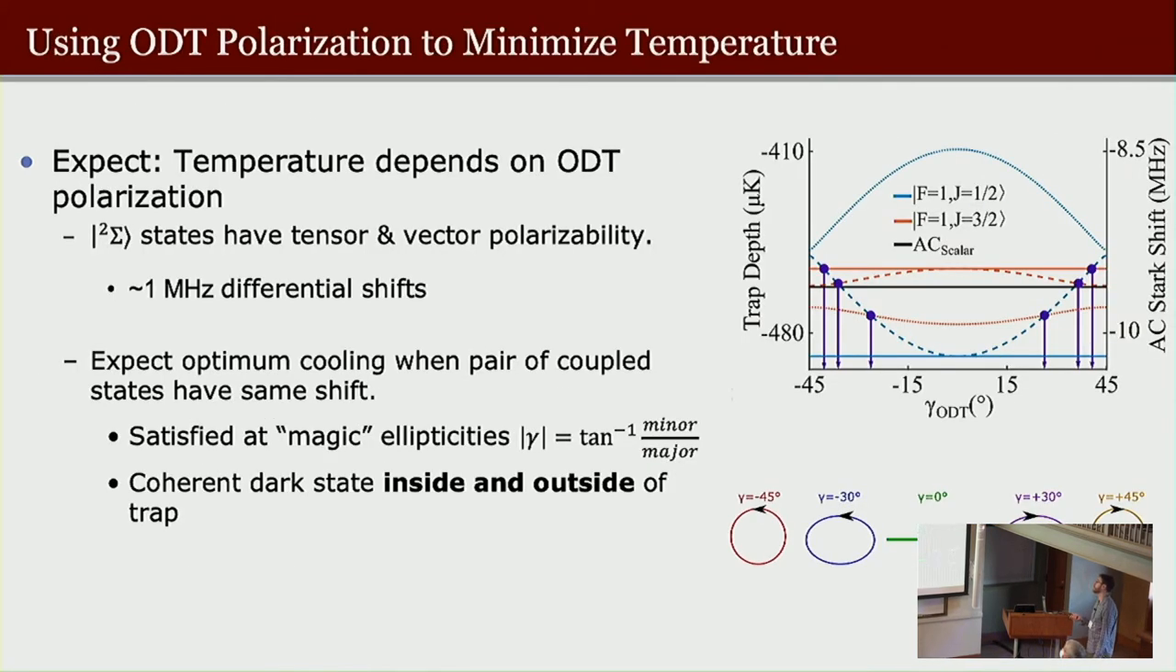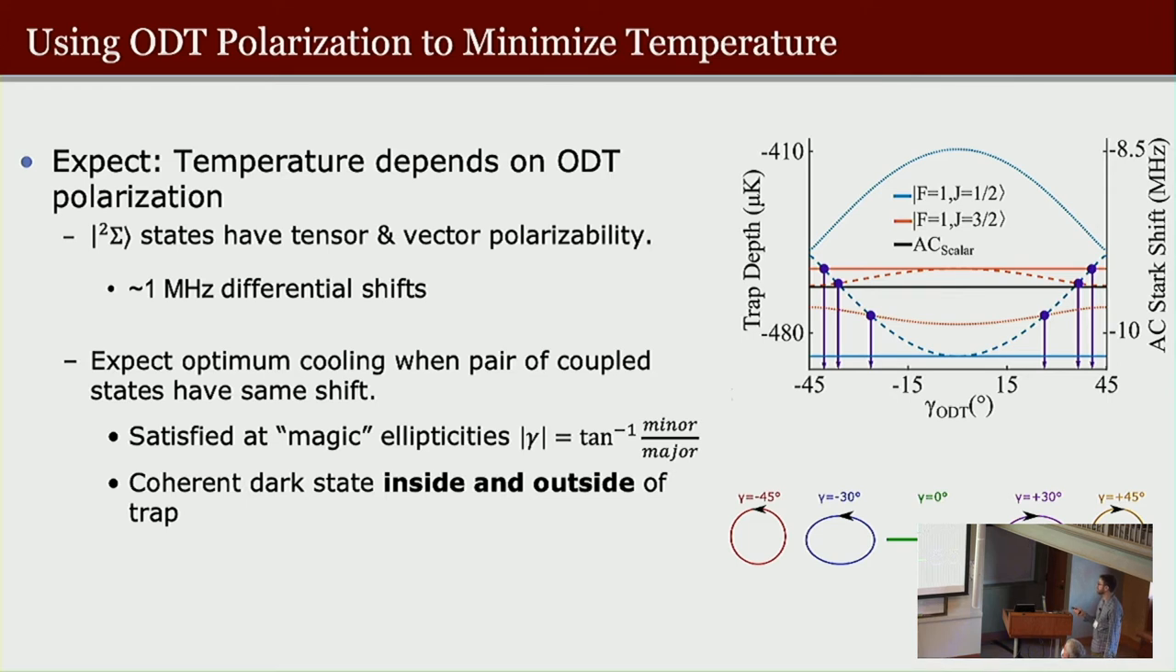Okay, so next we decided to try to use optical dipole trap polarization to minimize temperature. I pointed out earlier that the temperatures achieved in the optical dipole trap are a little bit hotter than can be achieved in free space. The reason attributed to this was that there are differential shifts that occur between the different Zeeman sublevels that are coupled by your lambda cooling light. This is because the 2Σ states have both tensor and vector polarizability. Here I show what that means in terms of the trap depth of the different sublevels of these F equals 1 states. Basically there are three sublevels, and they have different energies.